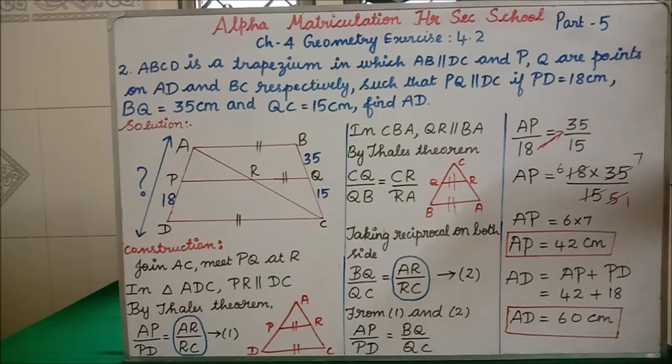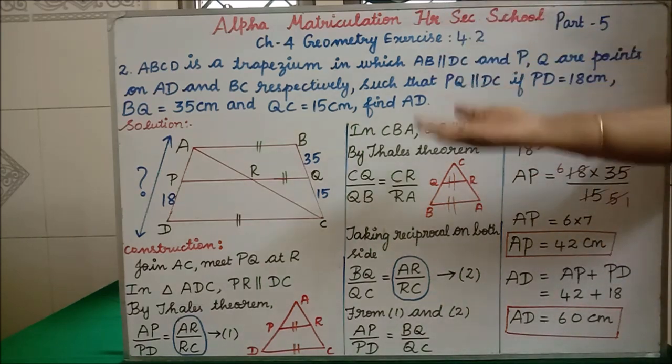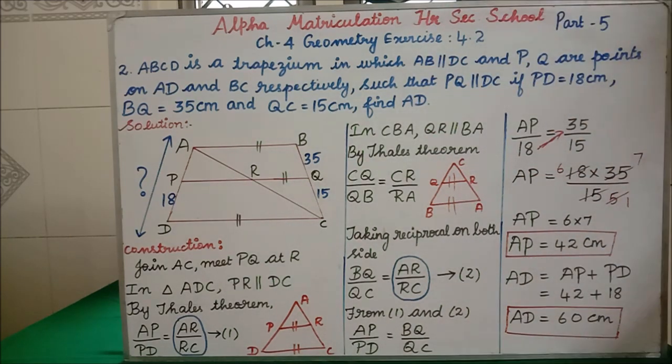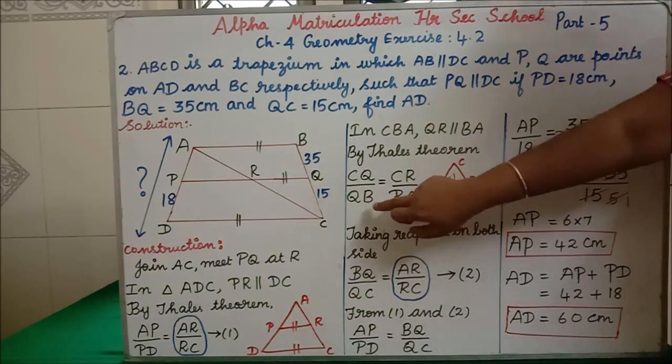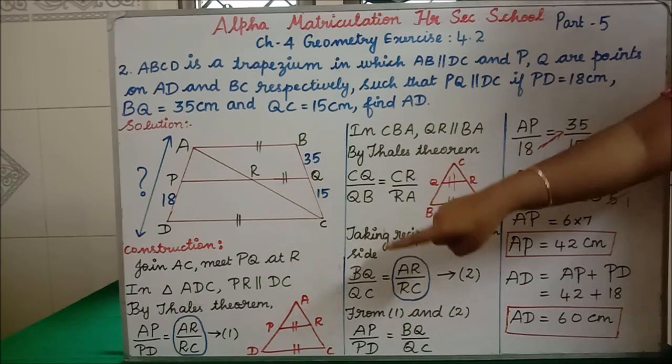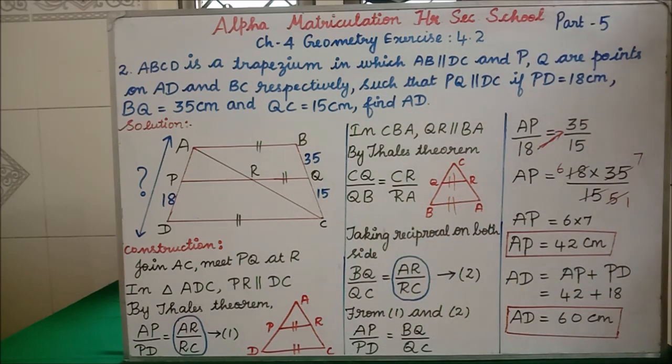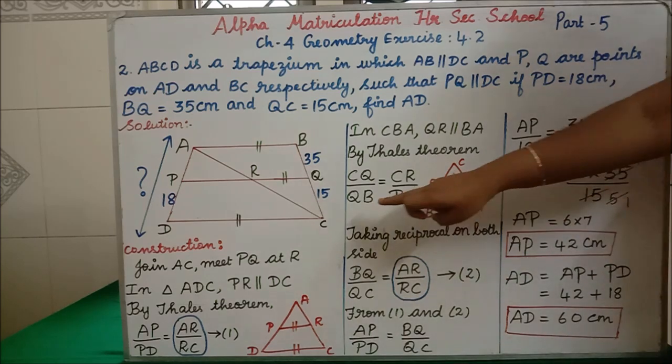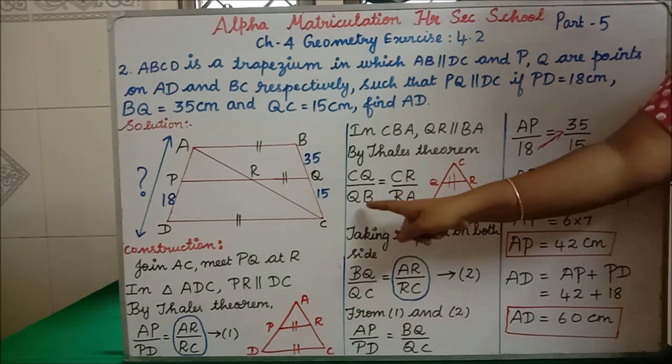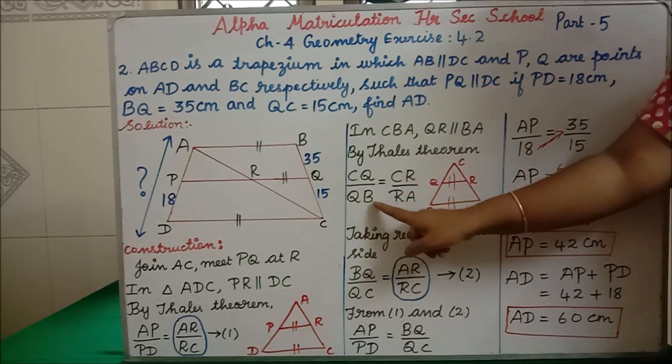Reciprocal means taking the denominator to the numerator and the numerator to the denominator. That is reciprocal. So I am taking this QB to the numerator and the CQ to the denominator. Taking the reciprocal on both sides, I am taking this to the numerator. What will it become? QB we can write as BQ.